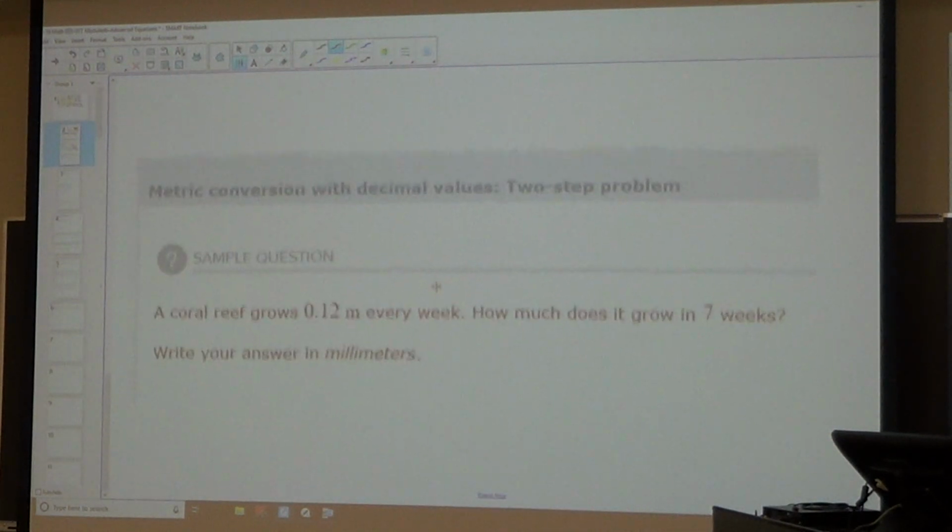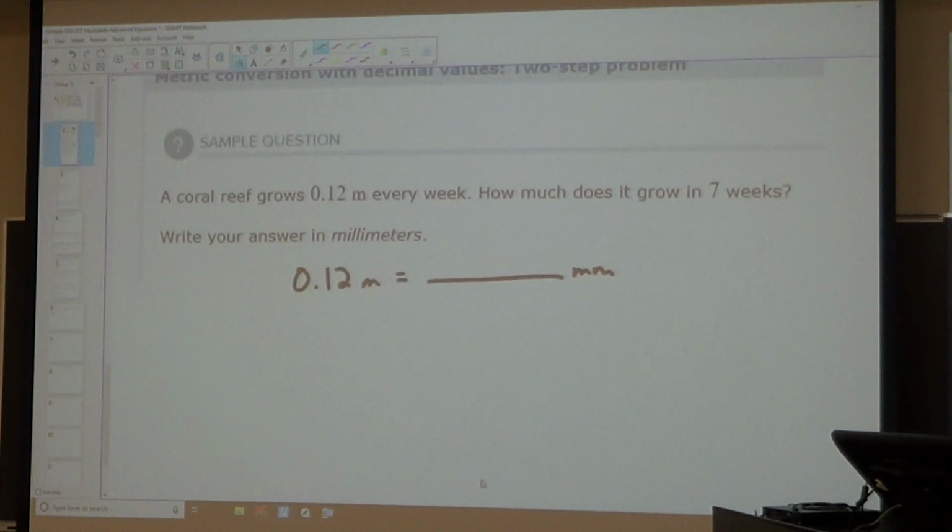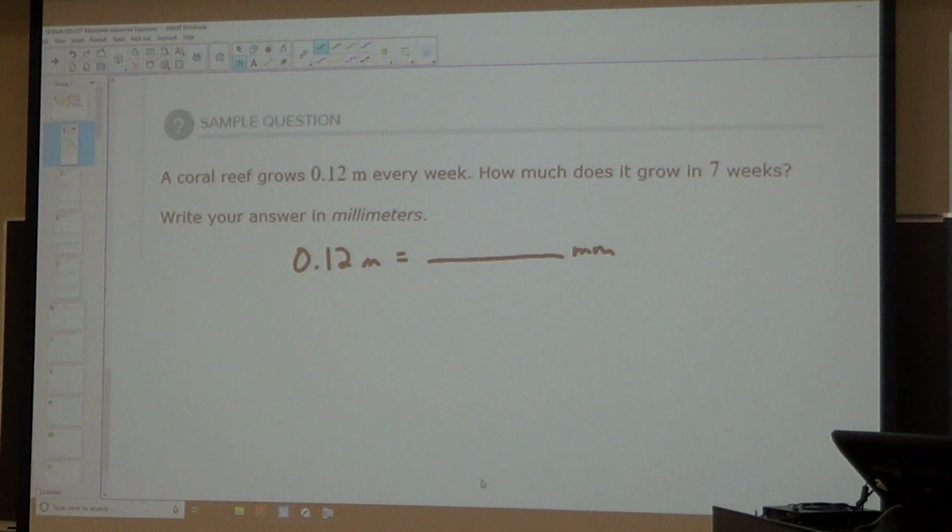Now, this next problem talks about meters converting to millimeters. So we want to do 12 meters into millimeters. Meter to millimeter. Is it a something or is it a King Henry? It's a King Henry.